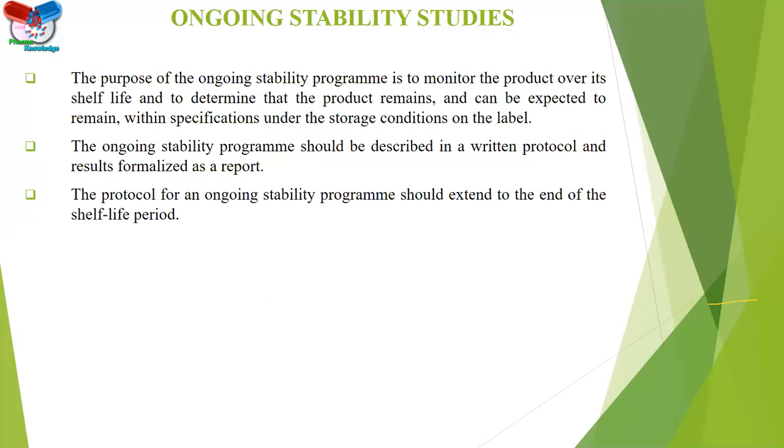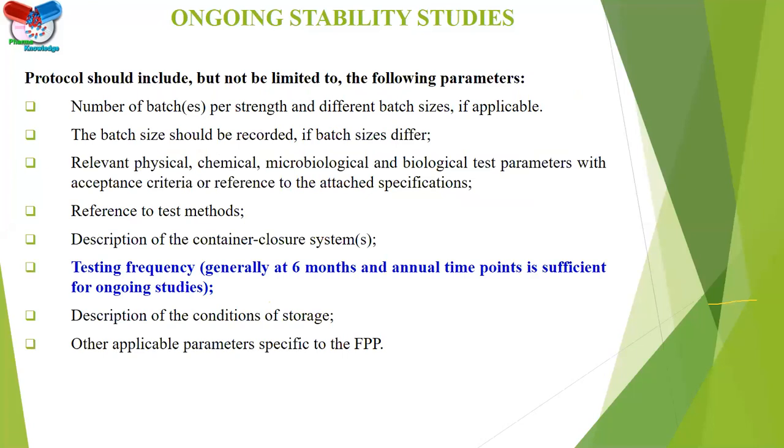described in a written protocol and the result finalized as a report. The protocol for an ongoing stability program should be extended to the end of the shelf life period. It means if we can go beyond expiry of the product by at least 1 year to establish our protocol efficiency, our product efficiency. Next, the protocol should include, but not be limited to, the batches: how many batches you are going to study, number of batches as per strength, as per different batch size, whichever is applicable.